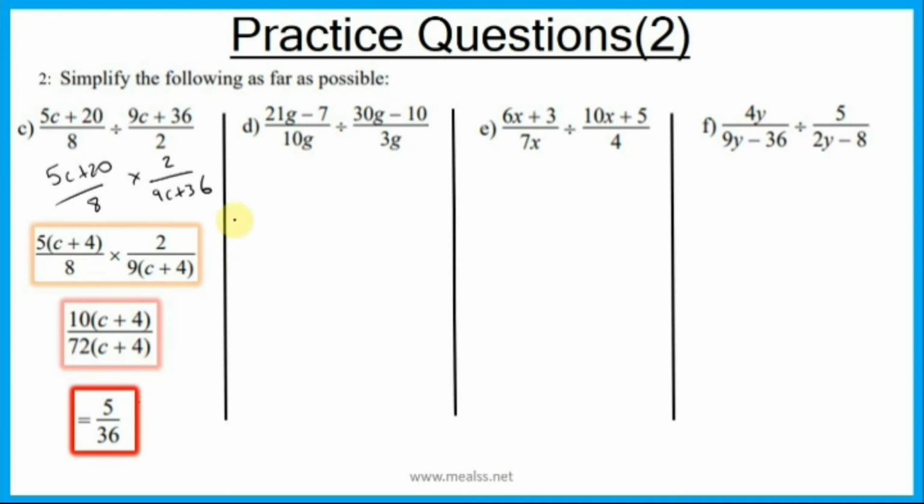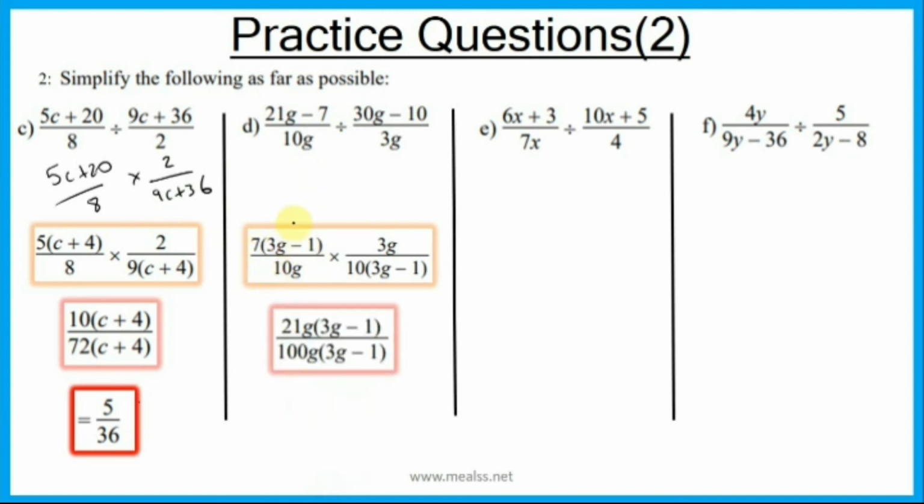Okay, going through the second example, like I said, I've not put the answer for the first part there, but once you actually factorize, this is what you should have got. Then multiply straight across. You see the thing in the brackets is the same. You can cross that off, but also the g and the g there should be able to cancel out as well, and you should have a final answer of 21 over 100.